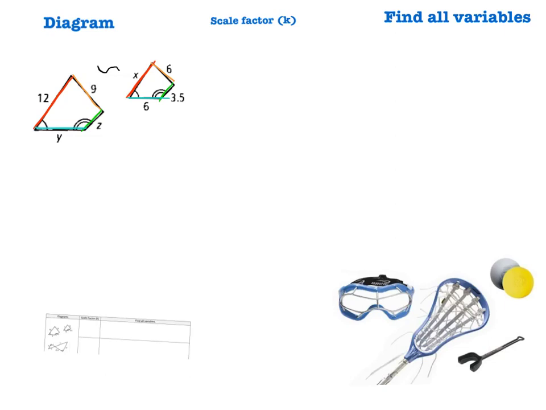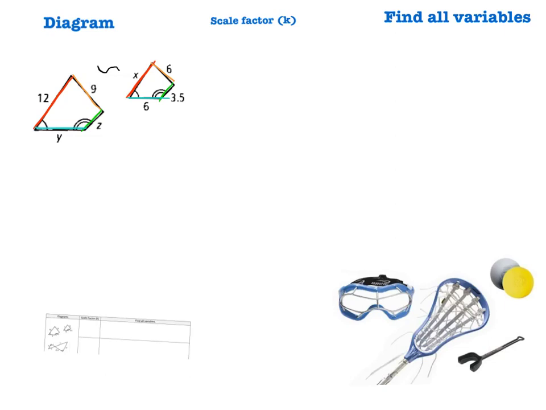All right, the first thing we're going to do, which I hope you noticed, is that I color-coded all the corresponding sides. Here, this last one was blue corresponding sides. I did this because in order to find the scale factor, I need to find two corresponding sides that also have numerical values. Now my red sides are 12 and x, my orange 9 and 6, my green z and 3.5, and my blue y and 6.